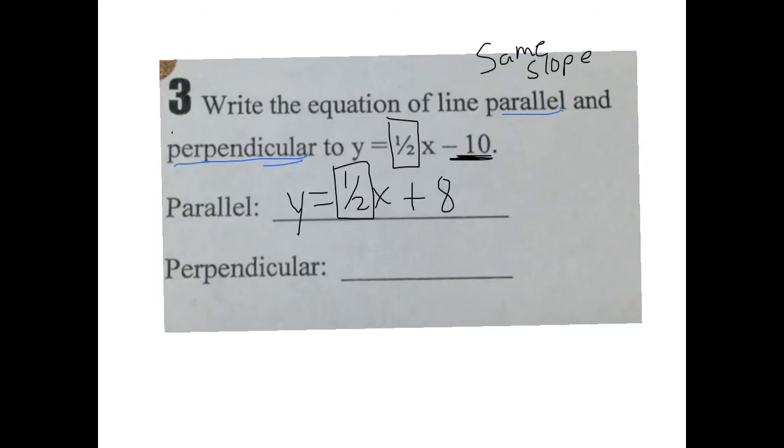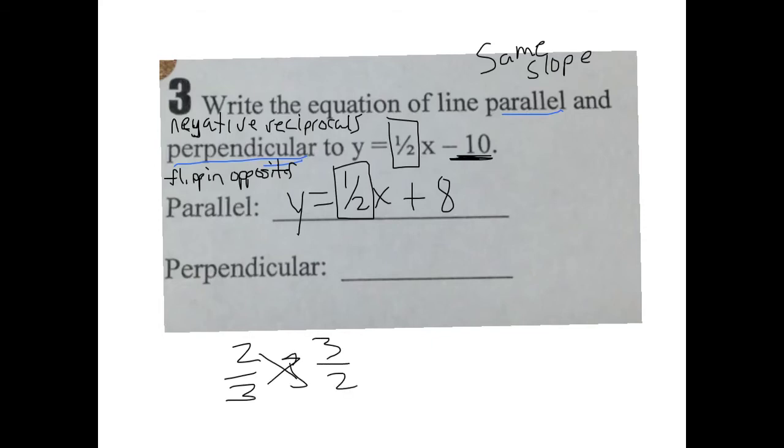Perpendicular meant they were negative reciprocals. And then we also said that could also be called flipping opposites. Okay? So what that meant in class we talked about is if you have 2/3, then you flip that, the 3 goes to the top, the 2 goes to the bottom. Since this is positive, then this has to be negative. So ours is 1/2, so it's positive 1/2, so we know the next one has got to be negative. The 2 goes to the top, the 1 goes to the bottom. Negative 2 divided by 1 is just negative 2.